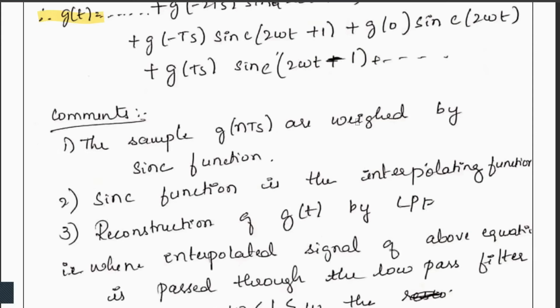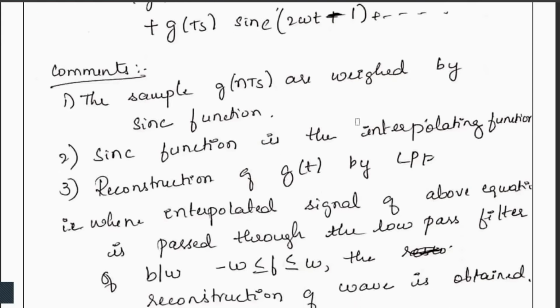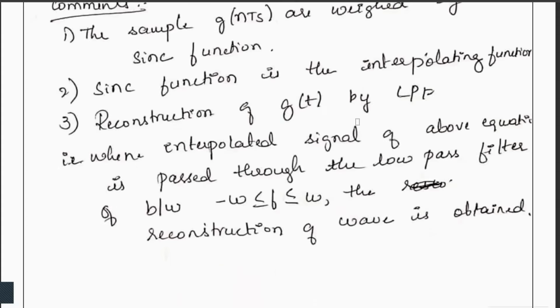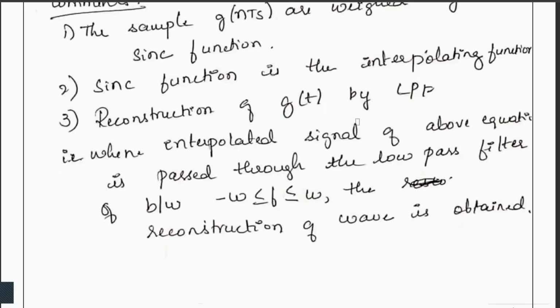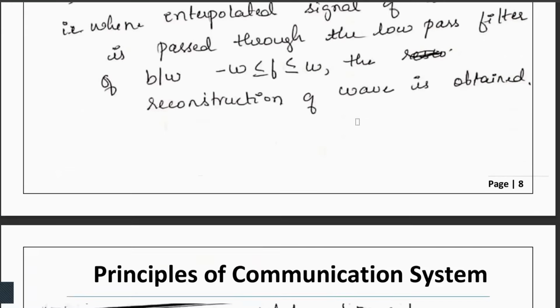So the comment you can make is that the samples g(nTs) are weighted by the sinc function. The sinc function is the interpolation function. For reconstruction of g(t) by the LPF, when the interpolated signal of the above equation is passed through the low pass filter between minus omega less than or equal to f, which is less than or equal to omega, the reconstructed wave is obtained.